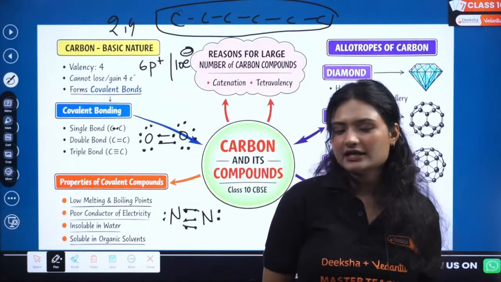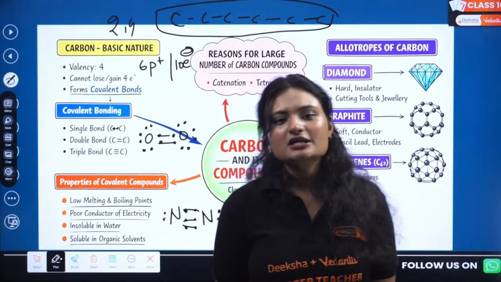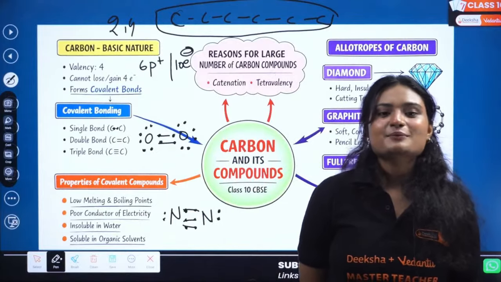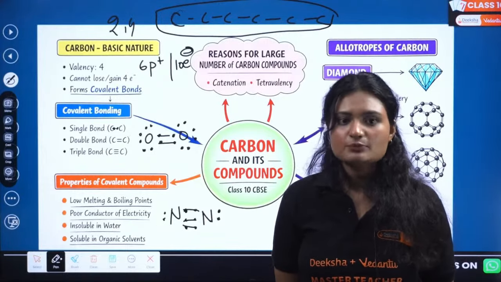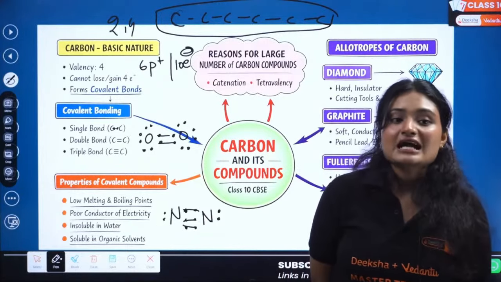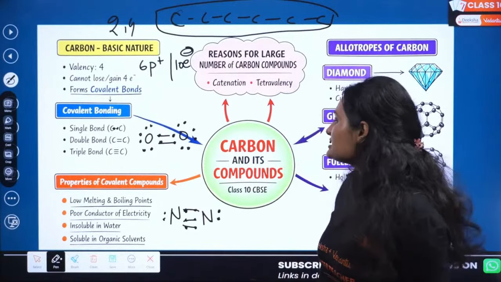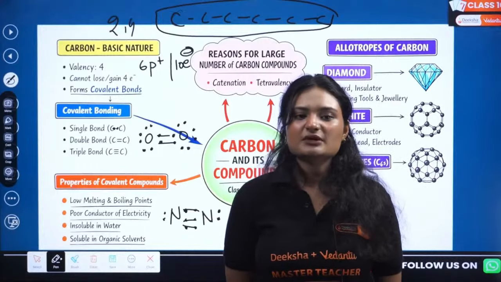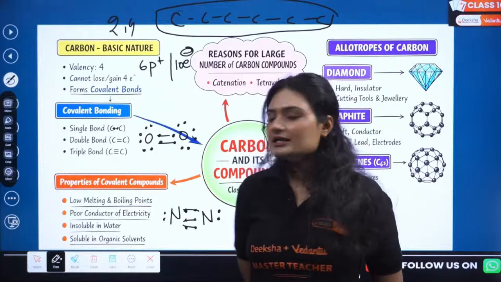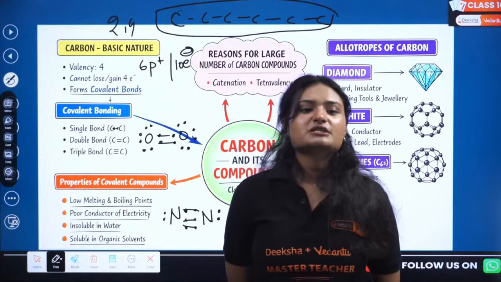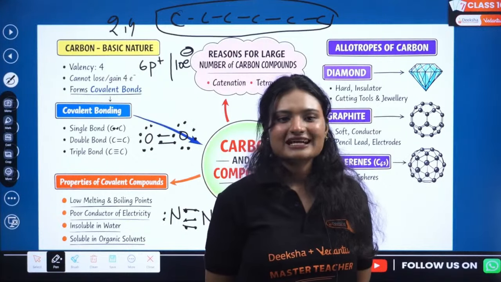if Raju did not consent, there will not be any transfer, okay? So what I'm trying to say is the bond is really weak in the case of covalent compounds. The bond is really weak, and because of that they have really low melting and boiling points. Plus they are poor conductors of electricity. Why? Because there are no free electrons involved. The bond is formed by sharing of electrons. They are insoluble in water because water is a polar solvent, and covalent compounds are not polar.